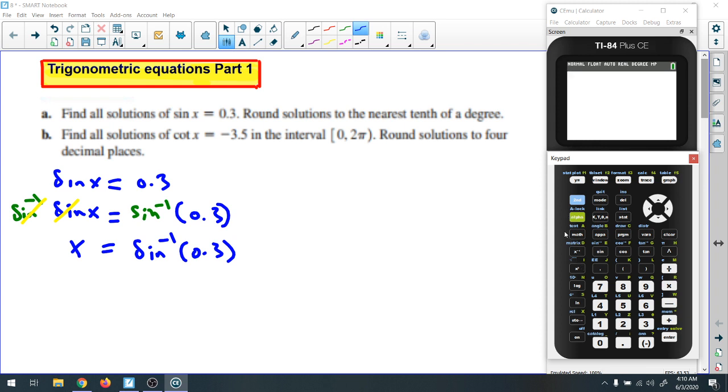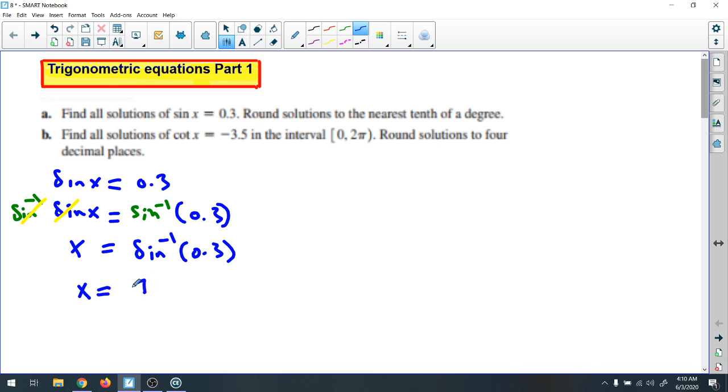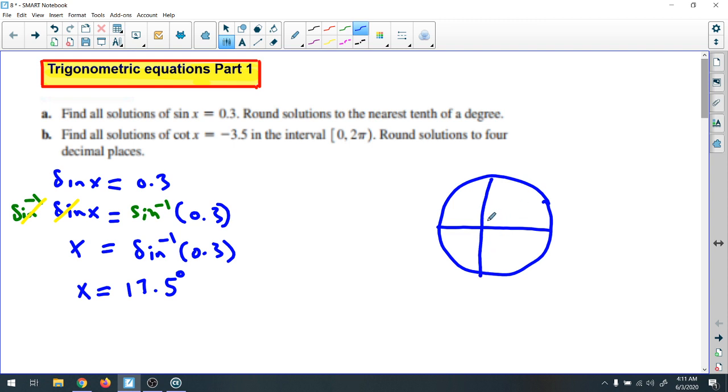Okay, now start to calculate arc sine. So second sine of 0.3, enter. And then our angle is 17.46, or 17 and a half. So to the nearest tenth, you could say x equals 17.5 degrees. So this angle is on the positive side here, this square, 17.5, and sine is also positive in the second quarter.